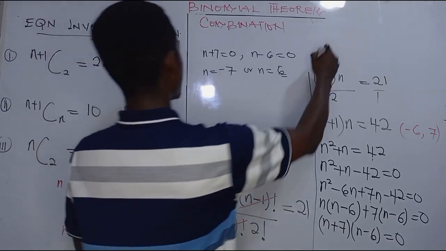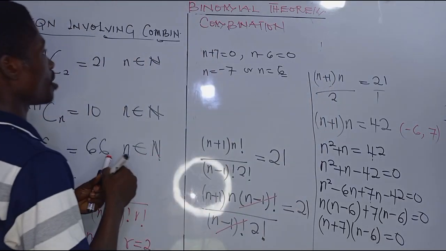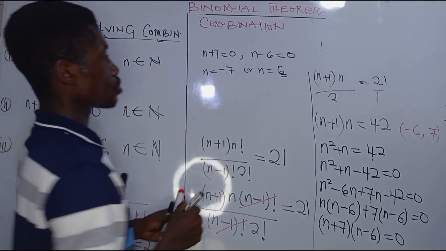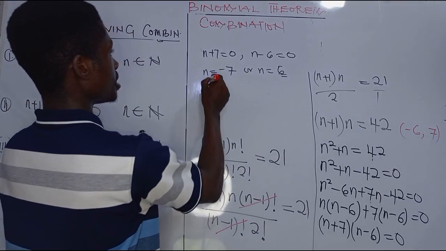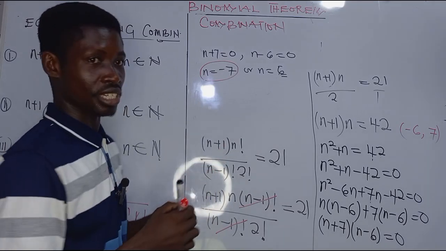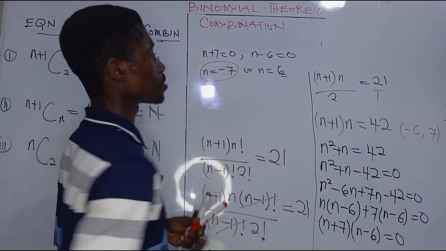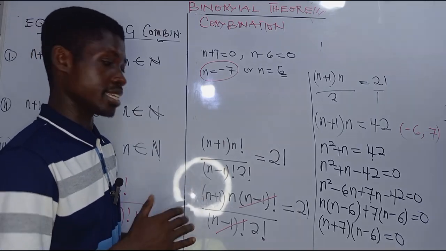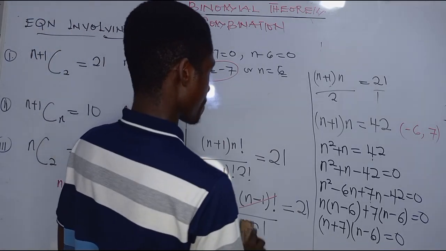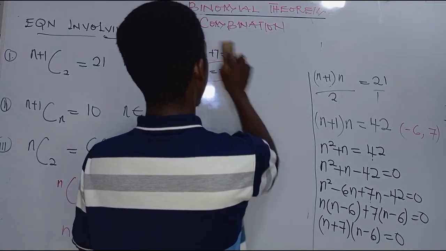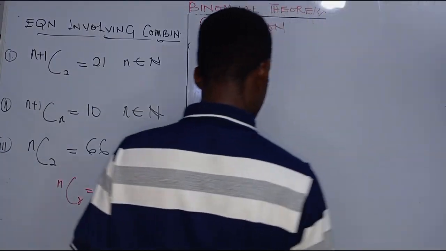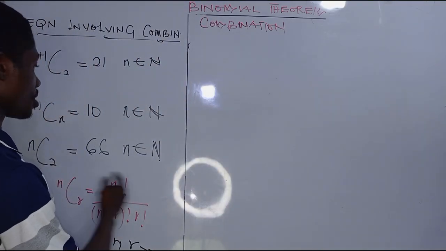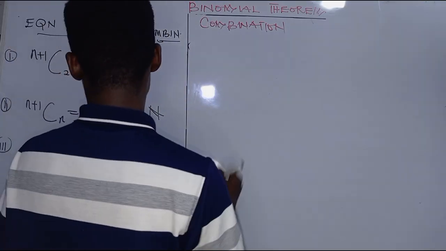Since the range that was given is that n must be a natural number, n must come from what? Natural numbers. So when we look at this, negative 7 is not a natural number. Therefore, our n is equal to 6. As easy as ABC. Let's take the next example. So we have the last example. You can try your hands with me.